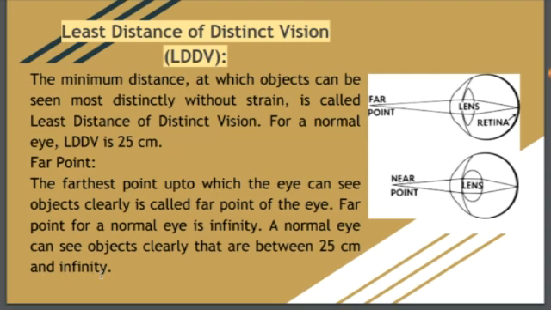range of vision. Here you can see when the object is at the far point, the lens is relaxed, the focal length increases, and so the image is formed on the retina. In the same way, when the object is very close, the lens is thickened, the focal length is reduced, and the image is made to fall again on the retina.